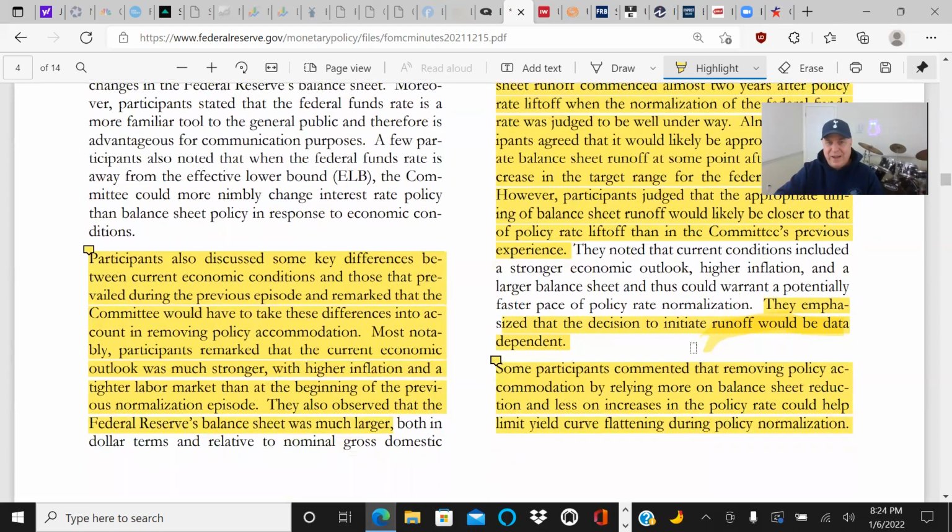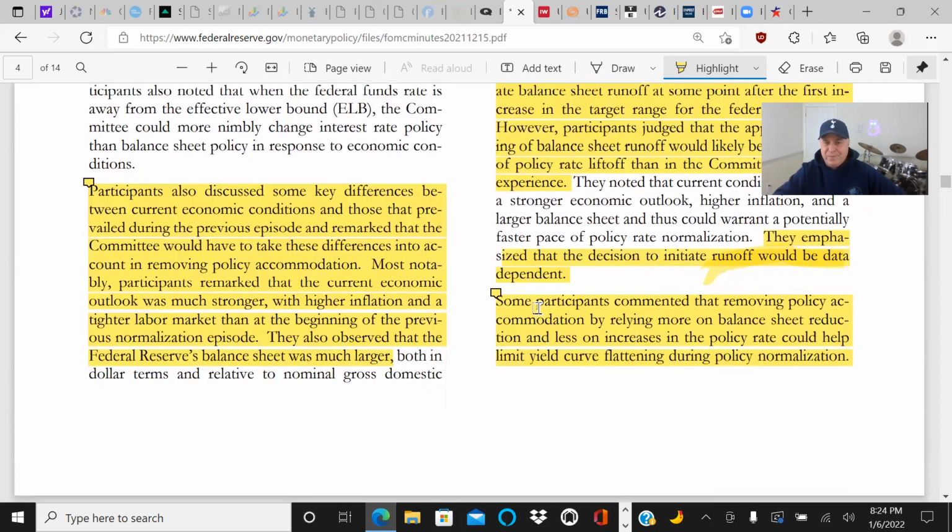Okay. They emphasized that the decision to initiate runoff would be data dependent. Okay, that's good. So they're not going to do it willy-nilly. They're going to rely on data and decide what was a good amount to do this. Some participants commented that removing policy accommodation by relying more on balance sheet reduction and less on increases in the policy rate could help limit yield curve flattening during policy normalization. So again, they're concerned about throwing us into a recession. They don't want the flattening yield curve. And I like this, actually.